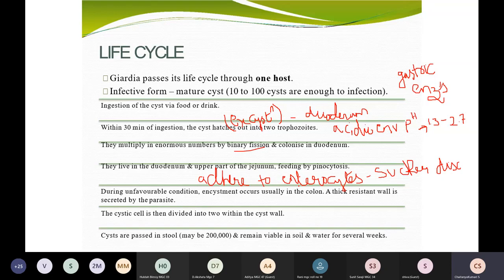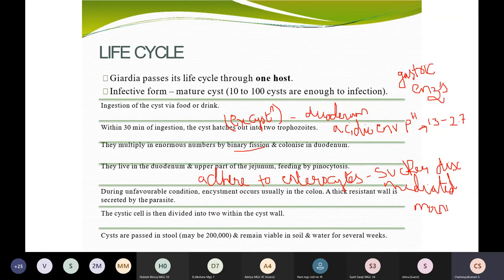The sucker disc will be helpful, but how will they recognize those particular epithelial cells? That means how can it recognize only the epithelial cells, not the other cells in that intestine? This is very, very important. So this attachment is mediated by mannose binding lectin.